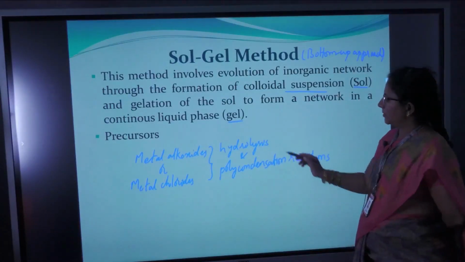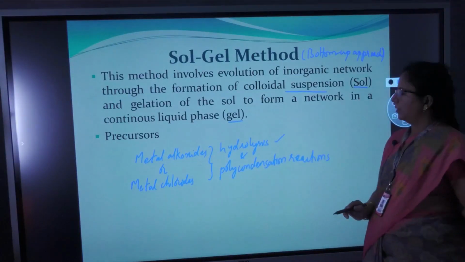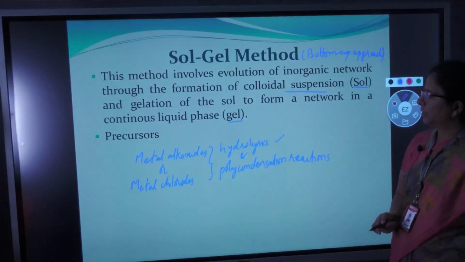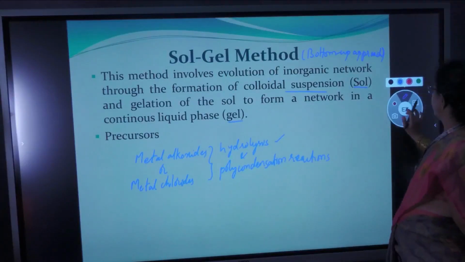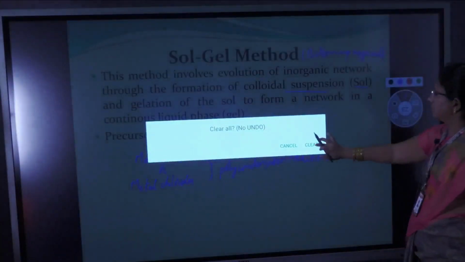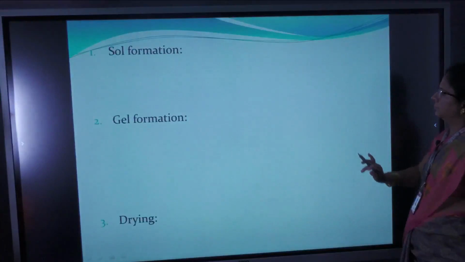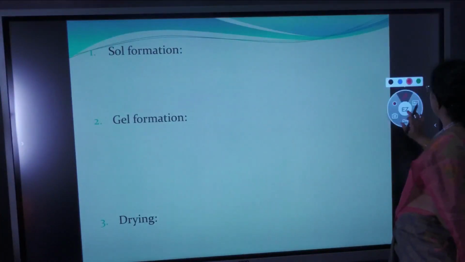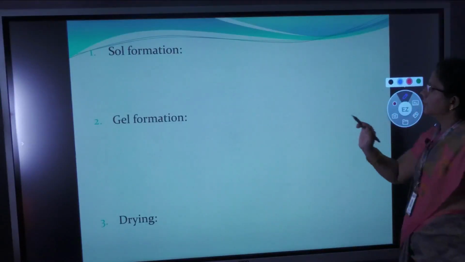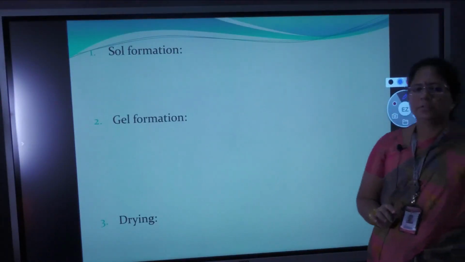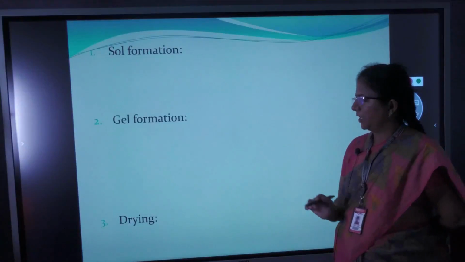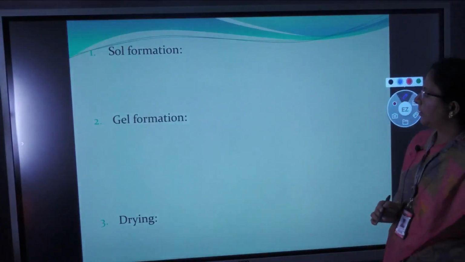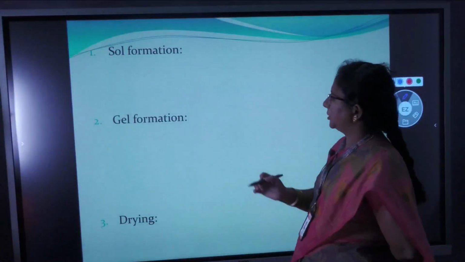During hydrolysis, sol will be formed, and during polycondensation reactions, gel will be formed. So this process we will discuss now. The various steps involved in the sol gel method are sol formation, gel formation, drying process, calcination and heat treatment. Coming to the first one, sol formation.